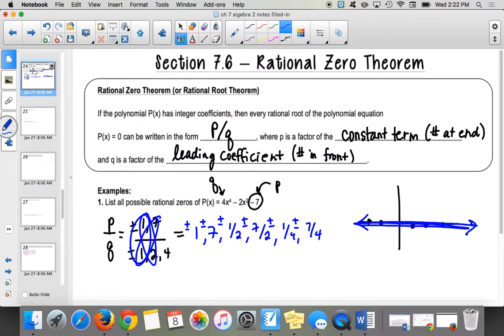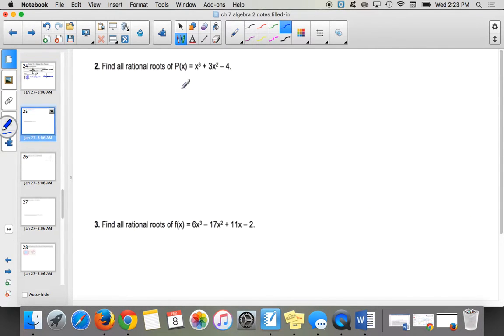So this first one is just saying list the possible rational zeros. It's not actually having you find the zeros. On these next ones, we're going to actually find the zeros. Okay, so we're going to go an extra step, and this is kind of how your homework will be. So this one says find all of the rational roots. So question, looking at x cubed plus 3x squared minus 4, do we know how to factor this? How do you factor it? It's x cubed, right? It's not x squared. So we don't know how to factor it.